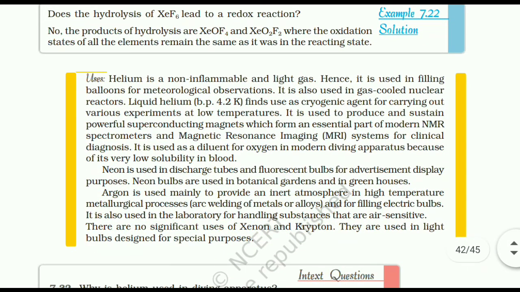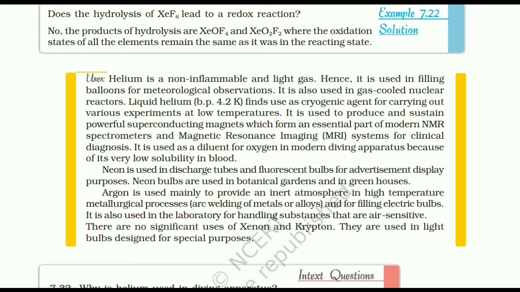Uses. Helium is a non-flammable and light gas. Hence, it is used in filling balloons for meteorological observations. It is also used in gas-cooled nuclear reactors. Liquid helium finds use as a cryogenic agent for carrying out various experiments at low temperatures.